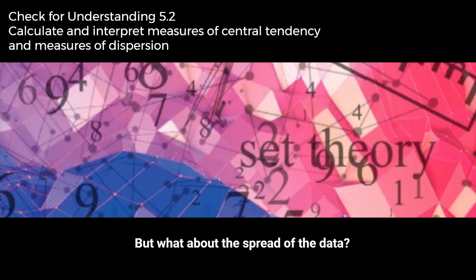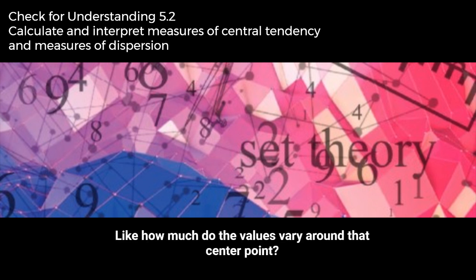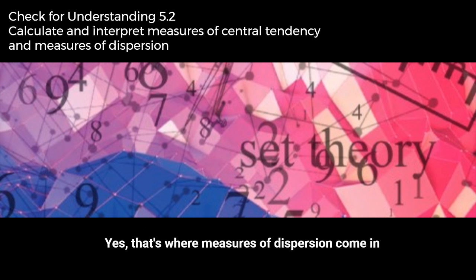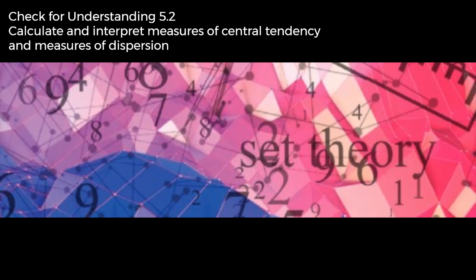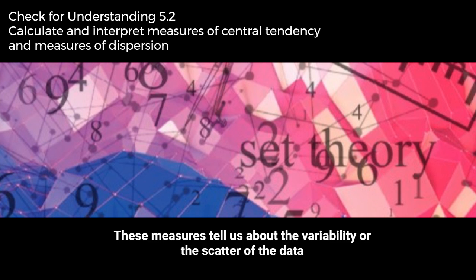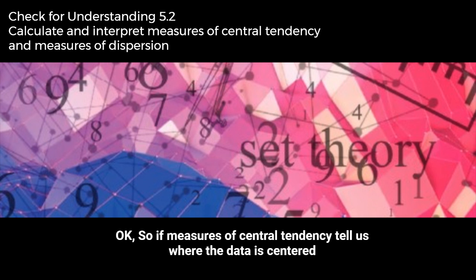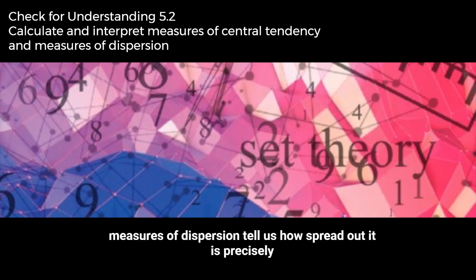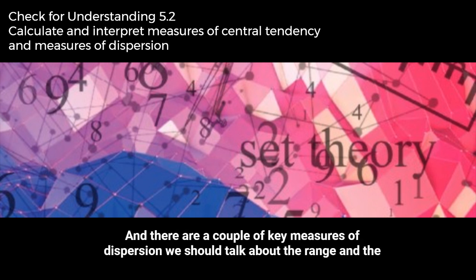But what about the spread of the data? Like, how much do the values vary around that center point? Yes, that's where measures of dispersion come in. These measures tell us about the variability or the scatter of the data. Okay, so if measures of central tendency tell us where the data is centered, measures of dispersion tell us how spread out it is. Precisely. And there are a couple of key measures of dispersion we should talk about. The range and the standard deviation.